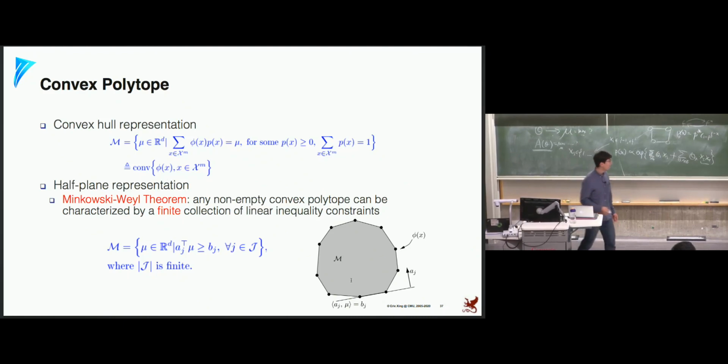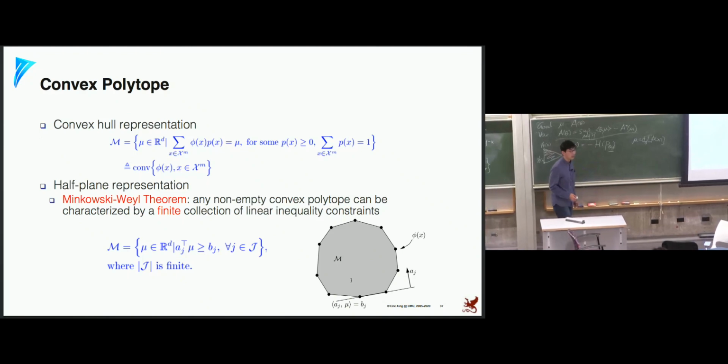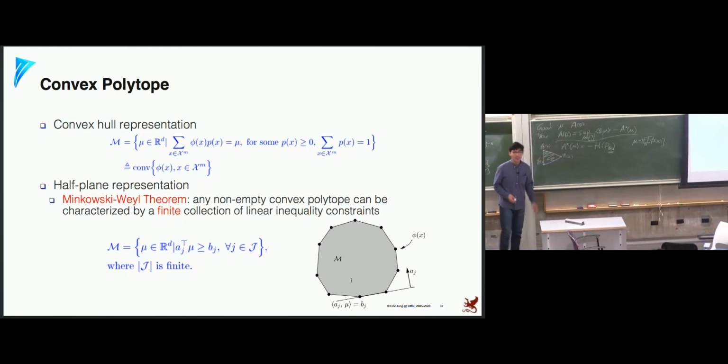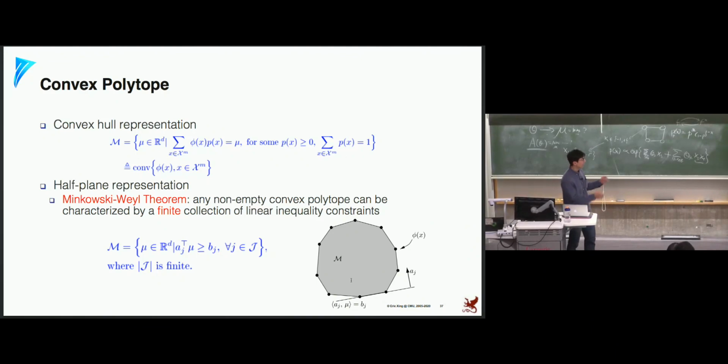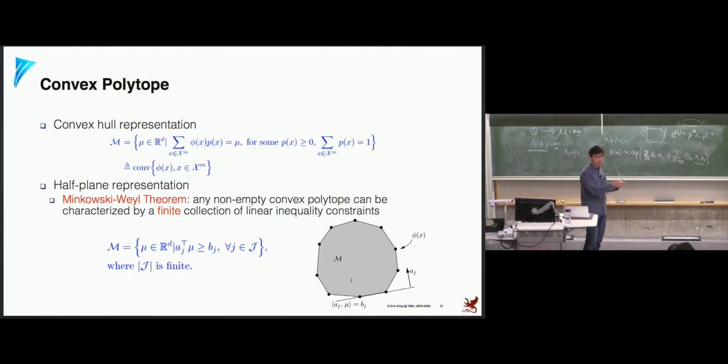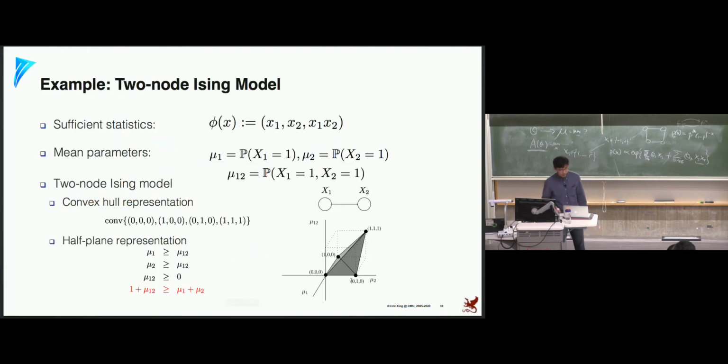It's because I only said it's a finite collection of linear inequalities, but finite is a very vague term. It could be exponentially many. So the number of linear inequalities really matters. And once you go beyond a 2-node graph or 3-node graph, the number of inequalities you need to take care of is going to look crazy. So that's why this problem is essentially intractable.